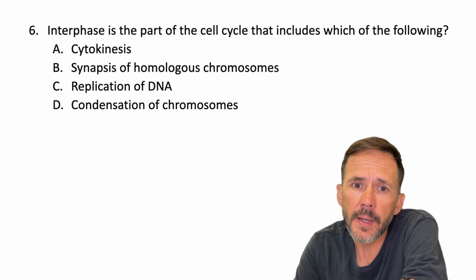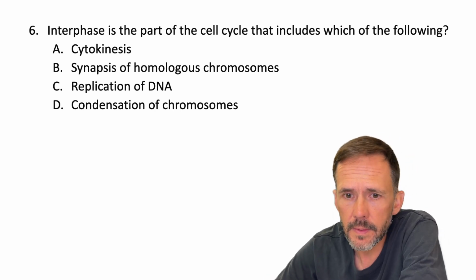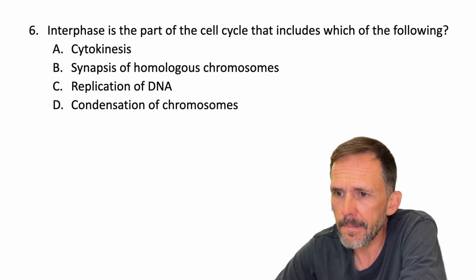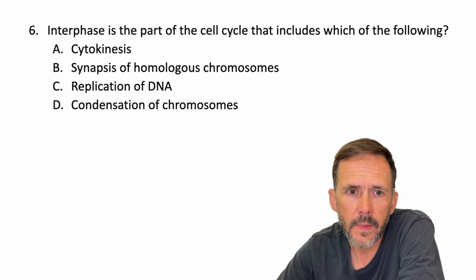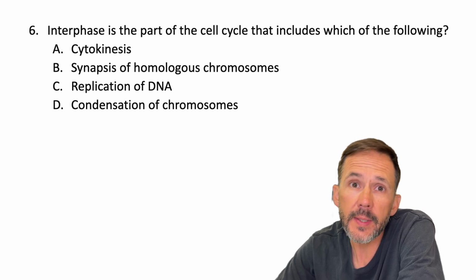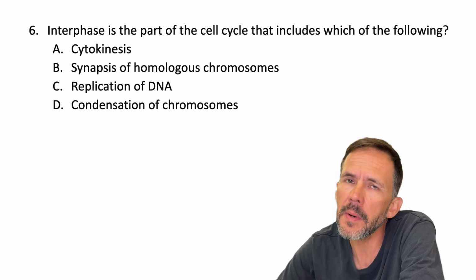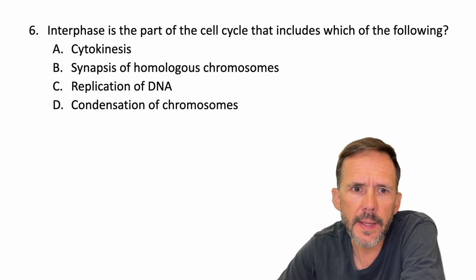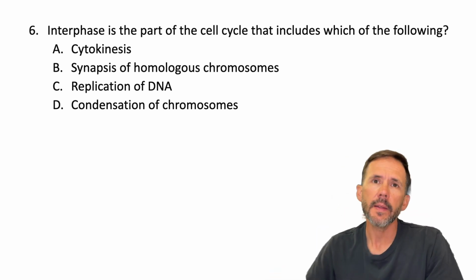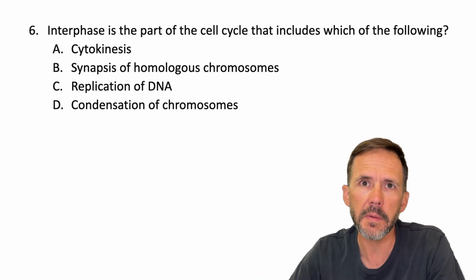Interphase is a part of the cell cycle that includes which of the following? Cytokinesis, synapsis of homologous chromosomes, replication of DNA, or condensation of chromosomes. And the answer here is replication of DNA. Right, so that's S phase during interphase. Condensation of chromosomes and cytokinesis, those are parts of mitosis. And then synapsis of homologous chromosomes, that occurs with homologous recombination. That's in meiosis, so that's a different process.